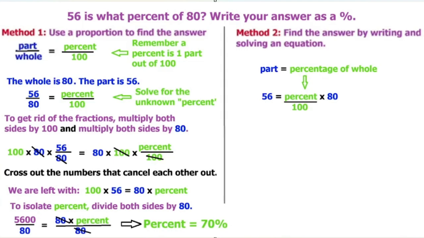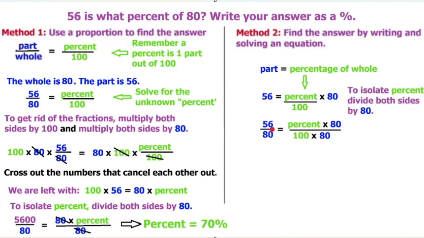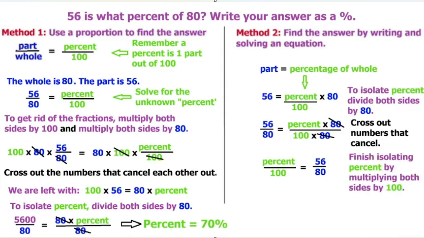To isolate percent, divide both sides by 80. Okay, we're going to get rid of this 80 here. Okay, so divide both sides by 80. These two are going to cancel out. Okay, so cross out the numbers that cancel. And then we're left with this. Percent over 100 equals 56 over 80. So now we need to further isolate percent.